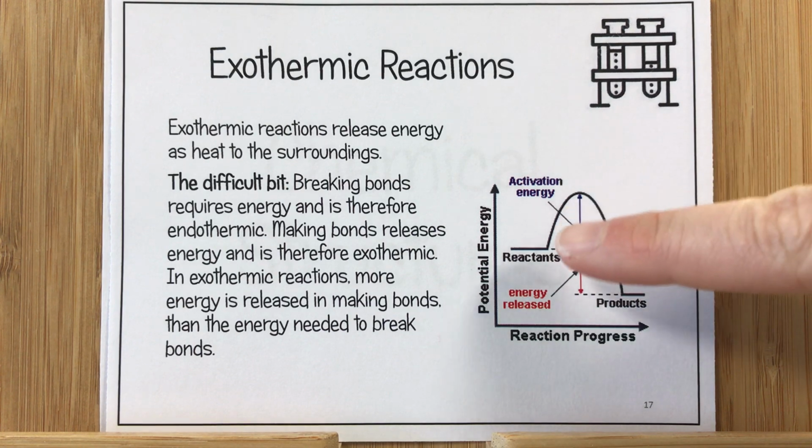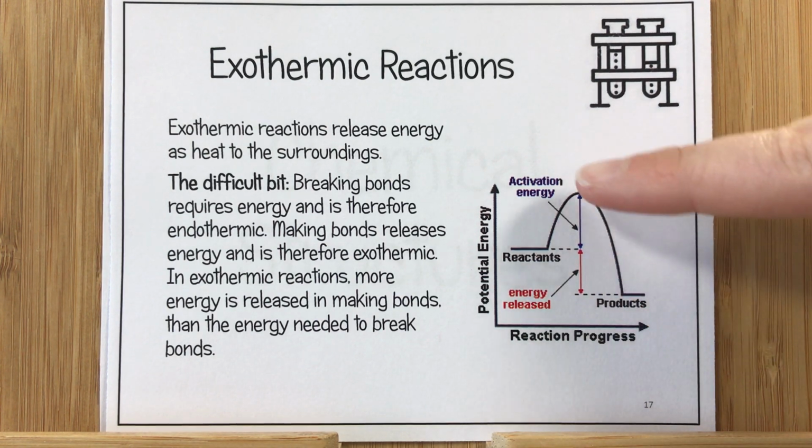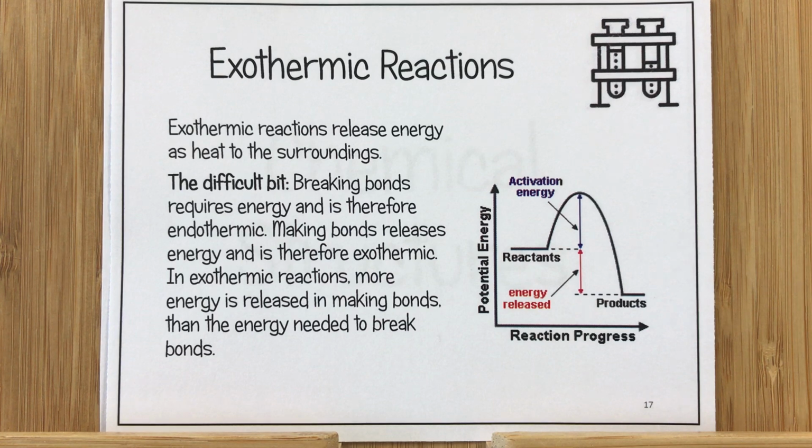Now, breaking bonds is an endothermic reaction. It needs energy to happen. And making bonds is an exothermic reaction. It releases energy. So we can see overall in this particular reaction, there's more energy involved in making bonds than breaking bonds. So because making bonds is exothermic, overall we would describe this as an exothermic reaction.